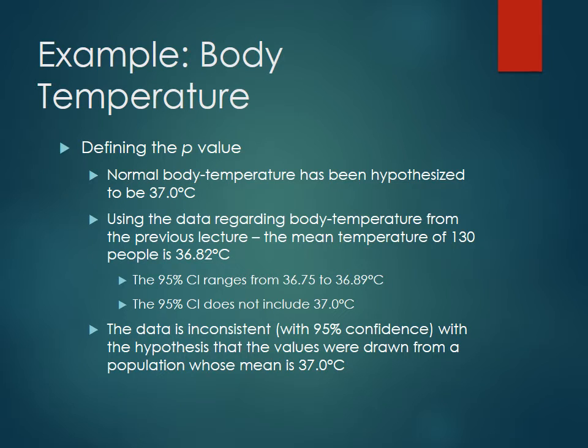Okay, so going back to our examples, you remember the body temperature example we were looking at, where you had a set of, say, 130 patients, then a subset of 12 patients, and we're evaluating body temperature for them. So again, going back to that, let's look at what our null hypothesis is. If we say that normal body temperature has been hypothesized to be 37 degrees Celsius, what would be your null hypothesis?